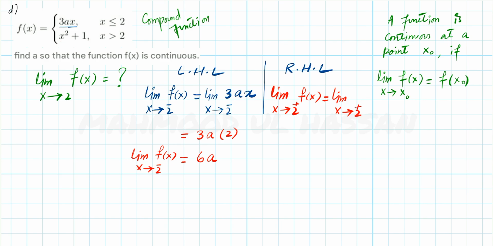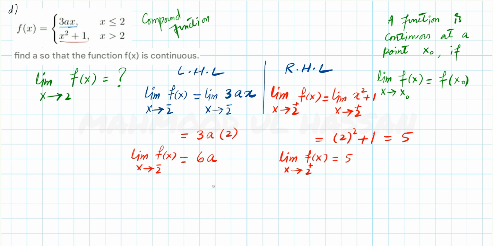The function will be x squared plus 1, because we are approaching 2 on the right side. Now we apply the limit, so that is 2 squared plus 1, which is 4 plus 1, that is 5. So the right hand limit, that is the limit as x approaches 2 on the right side of the function f of x, is 5.